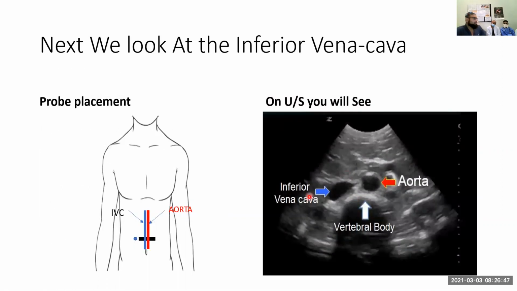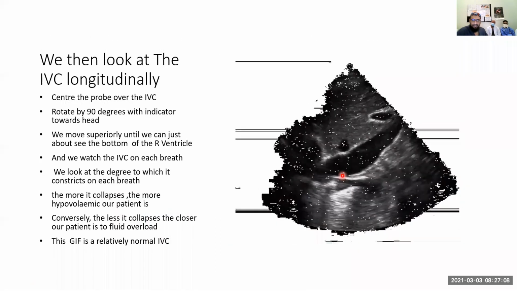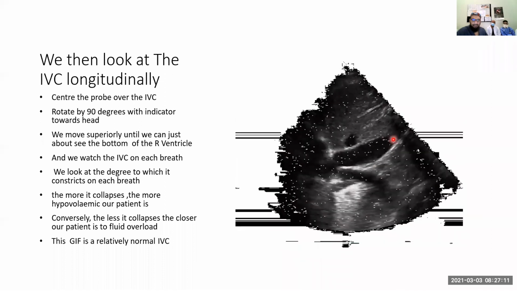So we see this view when we're in a transverse view, so we know where the IVC is. We center the probe over the IVC and then we turn it 90 degrees, so that now the indicator is facing towards the head. Instead of seeing the IVC in cross section, we see the IVC in long view, in a longitudinal axis. That's what we're supposed to be seeing on this side. I have no idea why it looks like this, but we can still see the IVC over there.